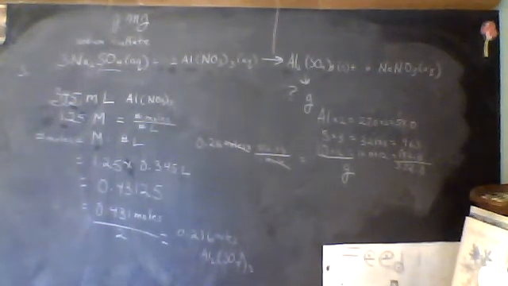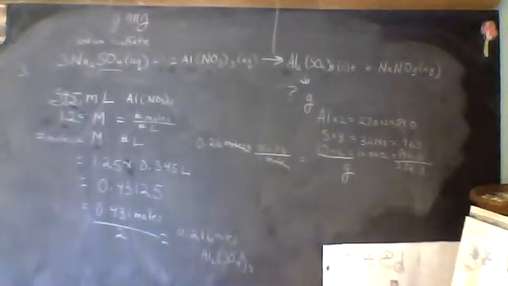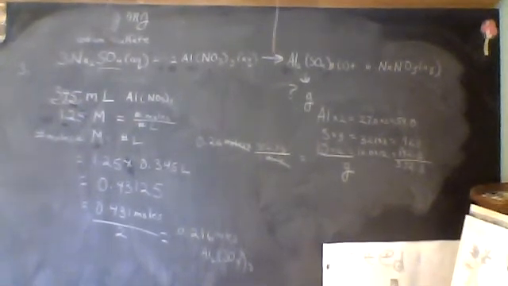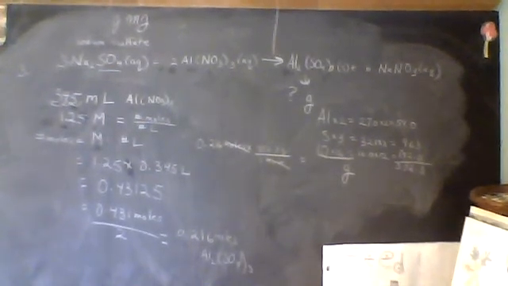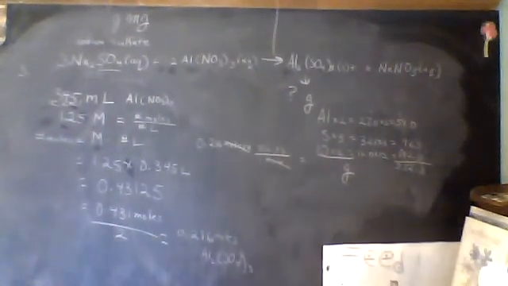0.216 times 352.3 gives 76.0968. How many significant digits should we be keeping? 3. Okay, so tell me. 76.1.